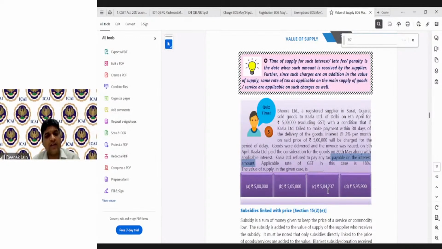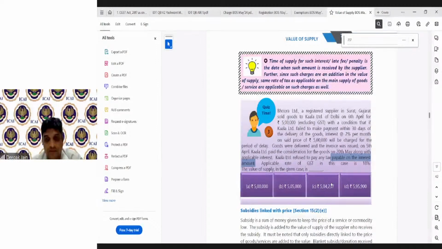Why not option D, 5,95,000? I don't get any calculation for this value. If Kala refuses to pay the GST, then we have to pay the GST on behalf of Bora. Yes, we have to pay. But the value will be inclusive of GST. You will not charge additional GST, right? The value of supply in case of interest will be grossing up. For the interest amount, the GST rate is 18%, 5,000 is inclusive, so you have to remove that part.